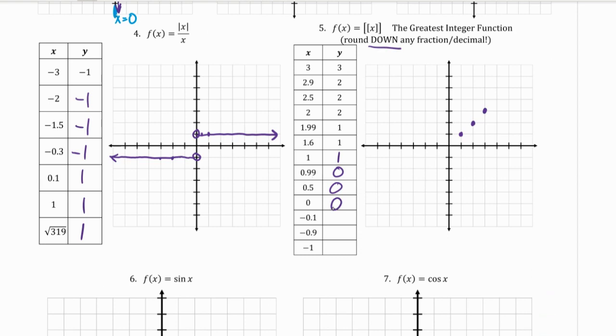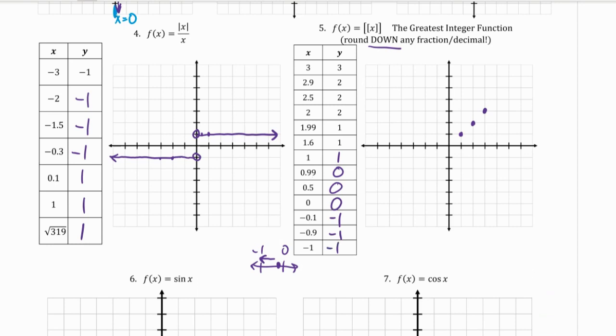Negative 0.1. Now, this is where students get confused with the negatives. Okay, negative 0.1. If you think about a number line, okay, so we have 0 here. We have -1 here. Negative 0.1 is here, okay? Where does it round down to? It rounds down to -1. Negative 0.9 rounds down to -1, and then -1 gives me -1.